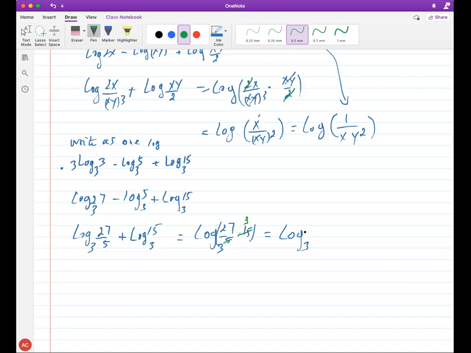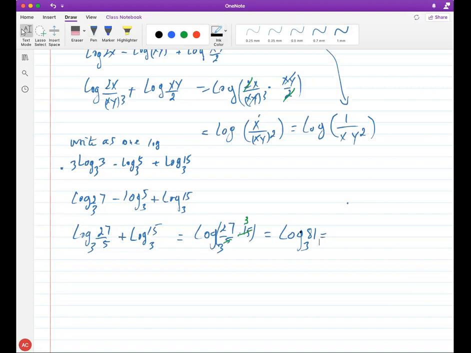27 times 3 is 81. 81, that's right. So far, that's pretty good. We have one log, so we can simplify this ourselves. What is this equal to?